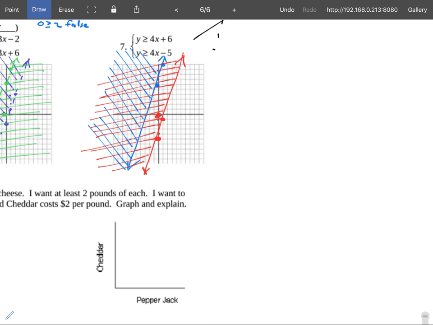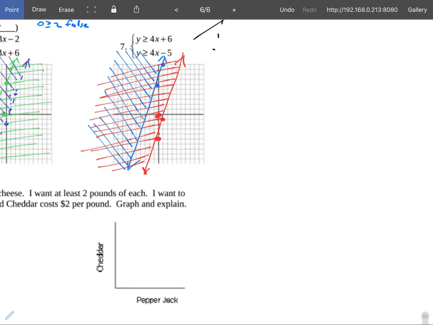So you guys should see that the double shaded region is over here. It's the part that's red and blue. So it's not shaded at all over here. It's only shaded red in between. And again, we're looking for the double shaded part that's both red and blue.